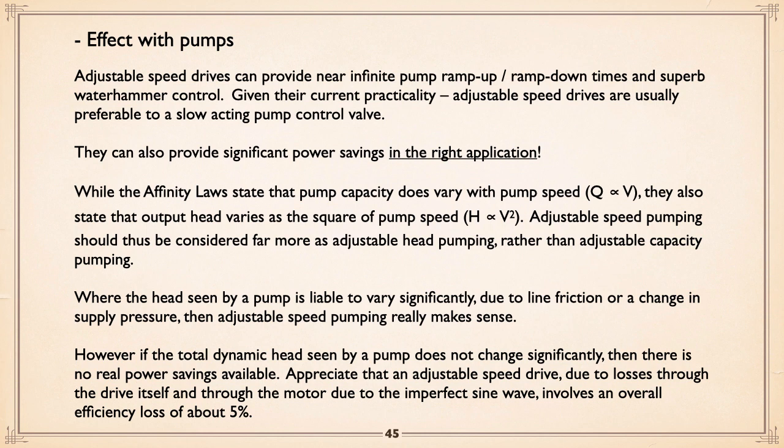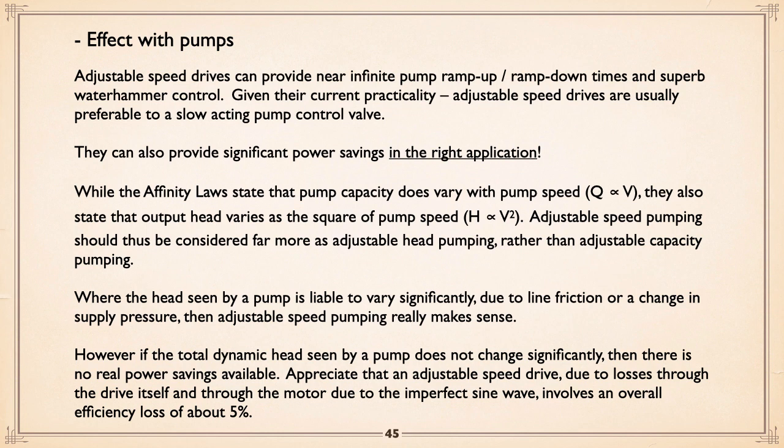A lot of friction, variable speed will pay off. But if the total dynamic head seen by a pump does not change significantly, in other words, static head is quite high and not so much friction, then there's no real power saving to be made. Appreciate that an adjustable speed drive, due to losses through the drive itself and through the motor, due to the imperfect sine wave, involves an overall efficiency loss of about 5%. So you've got to make up that 5%. Realize too, if you're at high static head, low friction, and you try to control the capacity, you're essentially moving the pump away from best efficiency point.